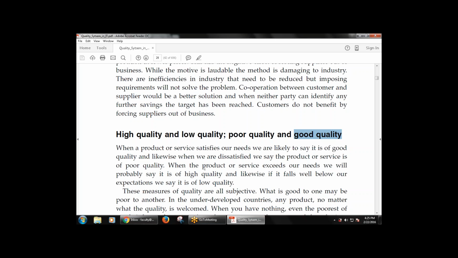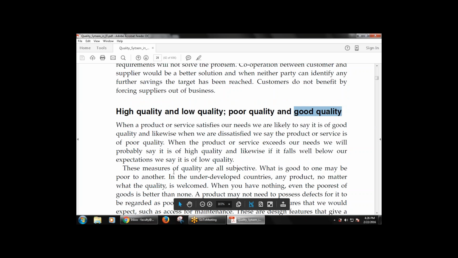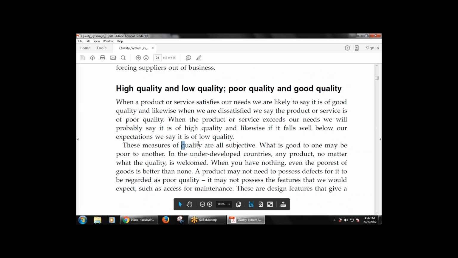And when it means, we will probably say it is of high quality, and likewise if it is below our needs, it is of low quality. So there are four concepts: good quality, poor quality, high quality, and low quality. And these measures of quality are subjective, and what is good to one may be poor to another. And in underdeveloped countries, any product, no matter what the quality, is welcome. Whatever the quality is welcome, even the poorest of goods is better than none.